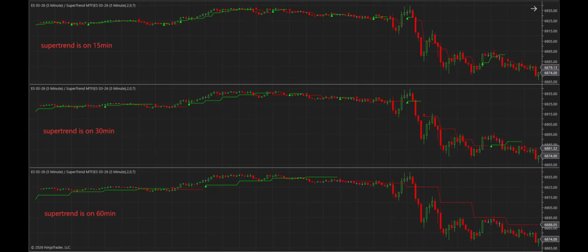Conclusion. The ES 03-26 breakdown analyzed here demonstrates the strength of multi-time frame confluence when using the MTF SuperTrend indicator in NinjaTrader 8. The sequential alignment of bearish signals across 15-, 30-, and 60-minute time frames confirms a high-quality trend reversal, while post-breakdown pullbacks offer structured, low-risk short opportunities.